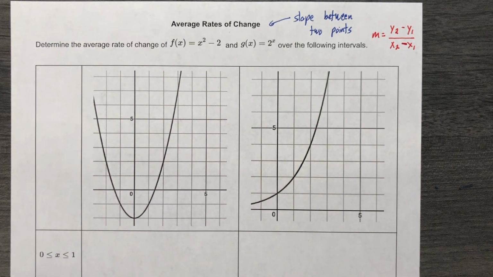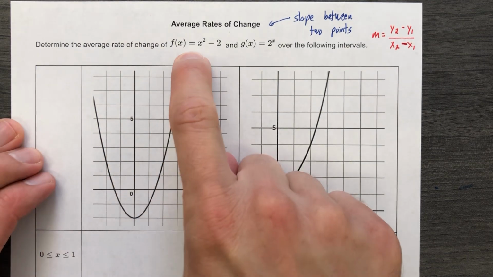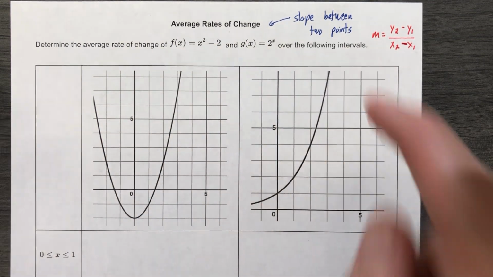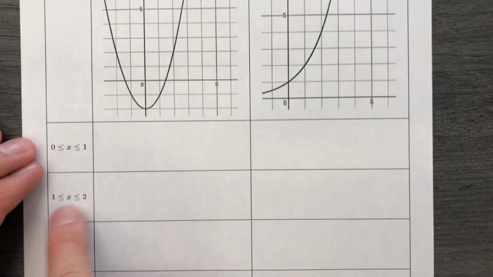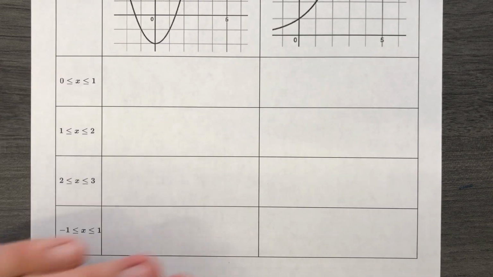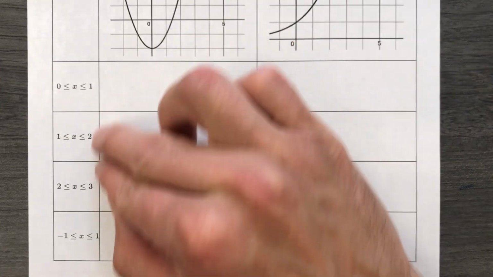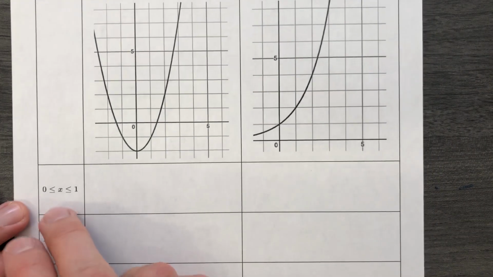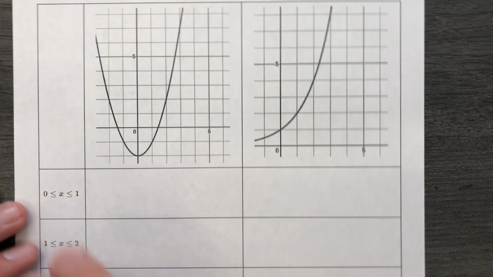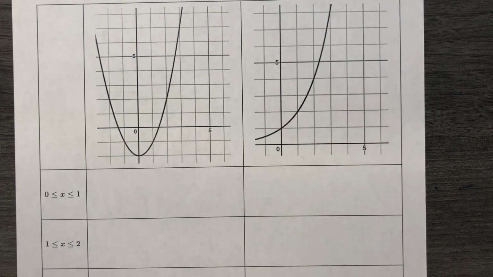Okay, so we're going to find the average rate of change for this function and for this function on the following intervals. And it's going to be from 0 to 1, 1 to 2, 2 to 3, negative 1 to 1. That's going to be the odd one out because there's a pattern to these first three. So let's start by going from 0 to 1. And I want to show you what we're really going to do.